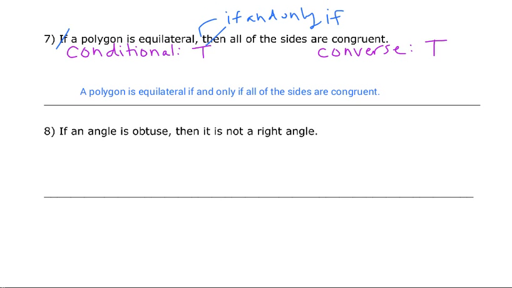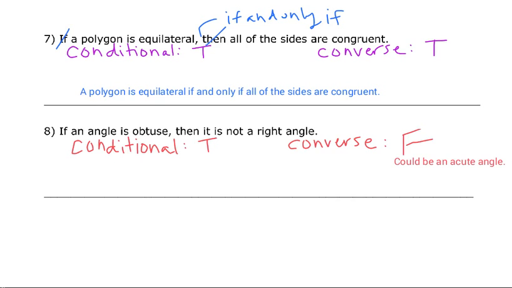So for the last one, if an angle is obtuse, then it is not a right angle. So this statement alone, the conditional statement, is true. The converse statement would be, if it is not a right angle, then an angle is obtuse. Well, it may not always be obtuse. It could be an acute angle. So this means that we cannot write a biconditional statement because both versions, the conditional and converse, are not true.